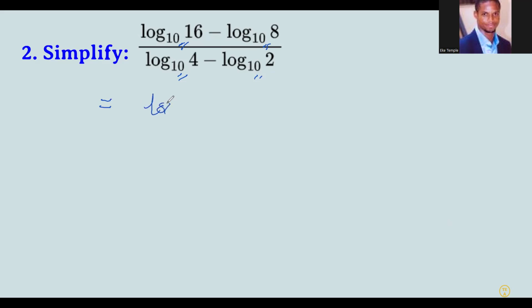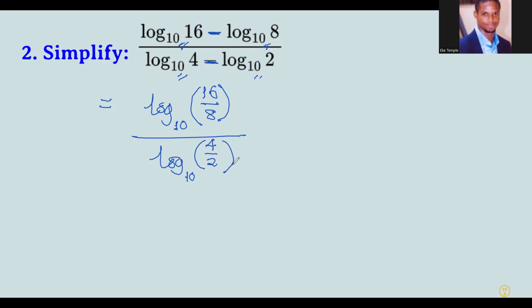So log to base 10 of the combination. Remember, because of the minus in between them, we're coming up with a division. So 16 divided by 8. Of course, the numerator is combined. Now divided by the same log to base 10 in a similar manner. Since it's a subtraction, we have 4 divided by 2. Take a moment to simplify the arguments in the numerator and the denominator. 8 divides into 16, that gives us 2. And of course, 2 divides into 4, that gives another 2.